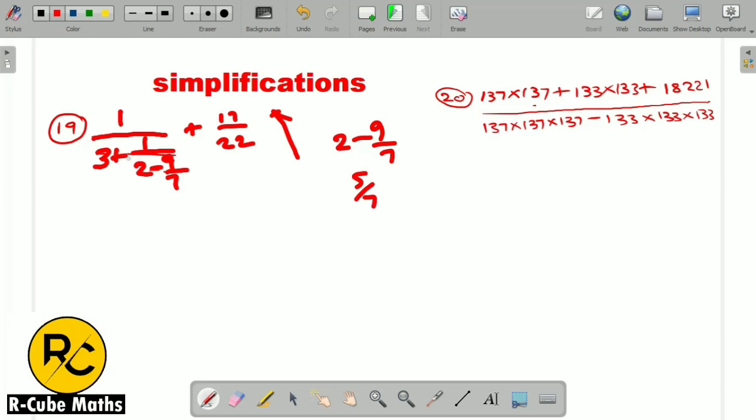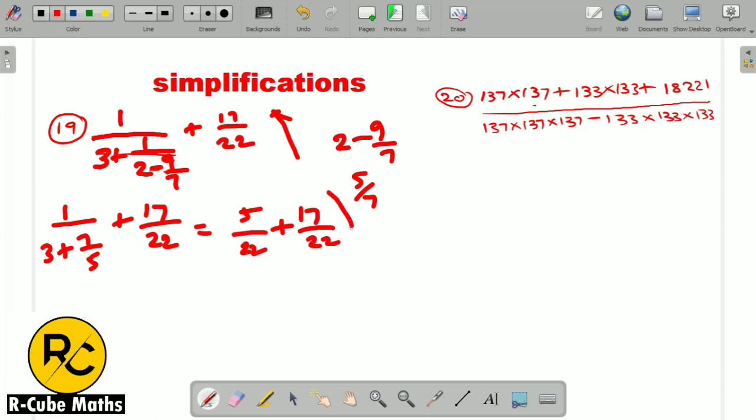So after substituting here, what do you get? 1 by 3 plus 1 by 5 by 7 becomes 7 by 5, plus 17 by 22 as it is. That is equal to 5 3s are 15 plus 7, 22 by 5, which means 5 by 22 plus 17 by 22, as it is. So now the denominator is 22, the numerator is 5 plus 17, we get 22. After cancellation we get the answer 1. So 1 is the right answer.